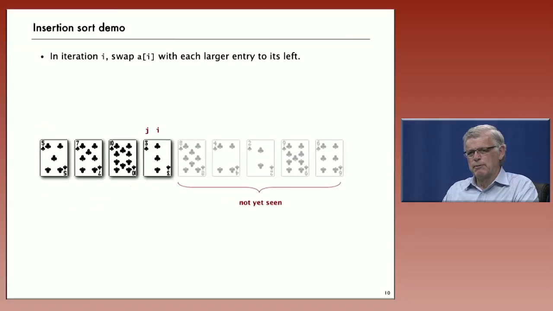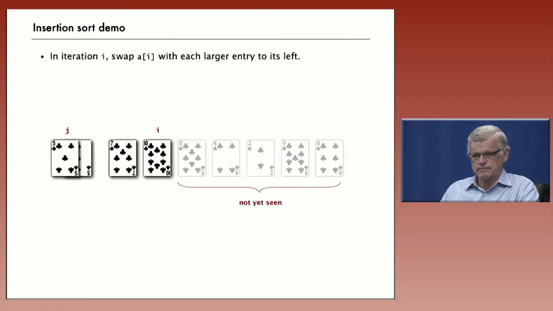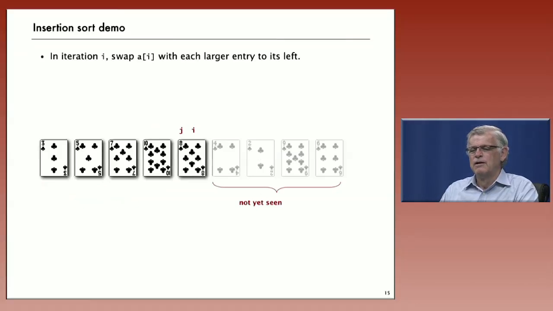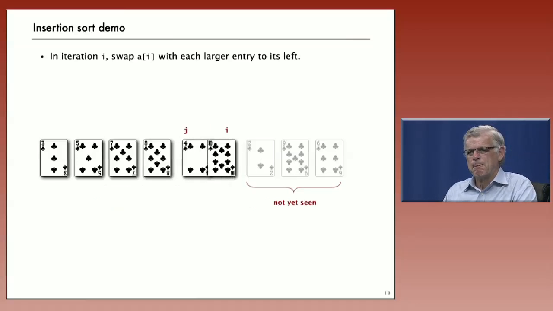So now we increment I again and we come to the 3. Again, we exchange as long as the card immediately to the left is greater. And once we've done that, then we have everything to the left of I in ascending order. Now in this case we have the 8. We only have to exchange once, and now it's got the 7 to its left and everything is in order. So we've achieved putting it in order with less work in this case. We don't always have to go all the way back to the beginning.